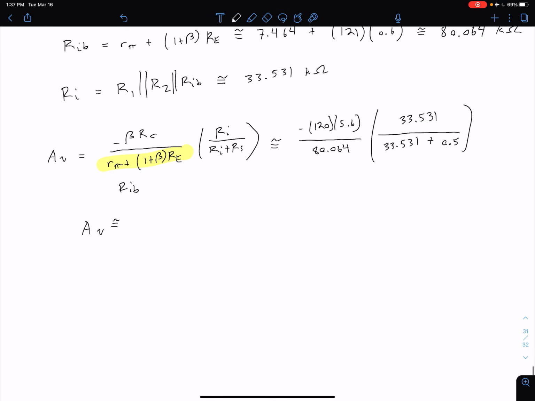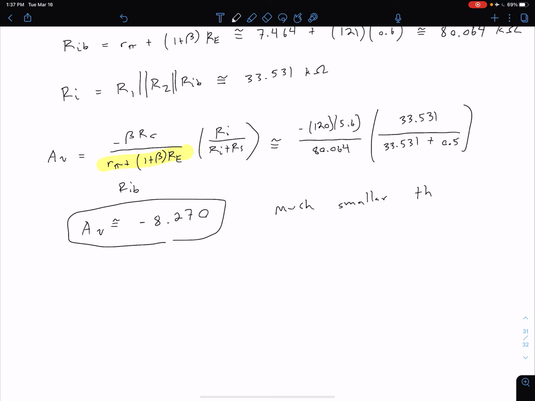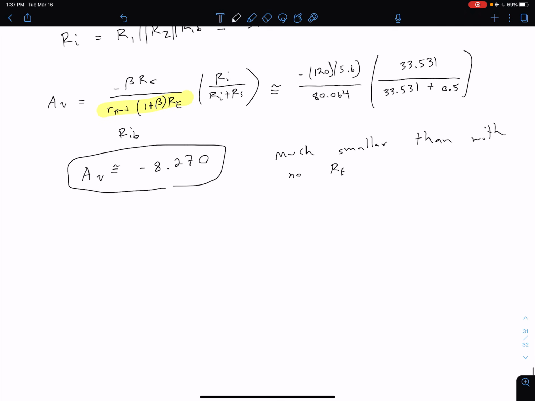Okay, so if we evaluate that, we get that our small signal voltage gain is approximately negative 8.270. And we see that, as expected, this is much smaller than the previous value we had, which was around negative 170. So much smaller than with no emitter resistor RE.